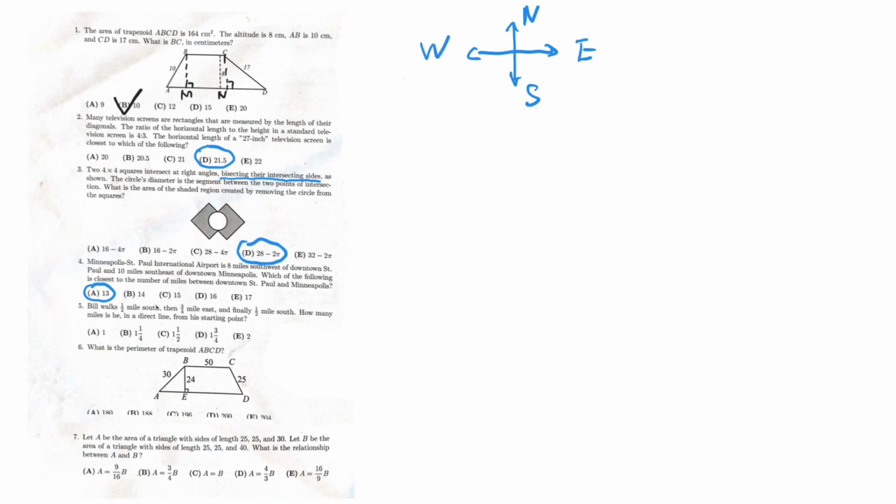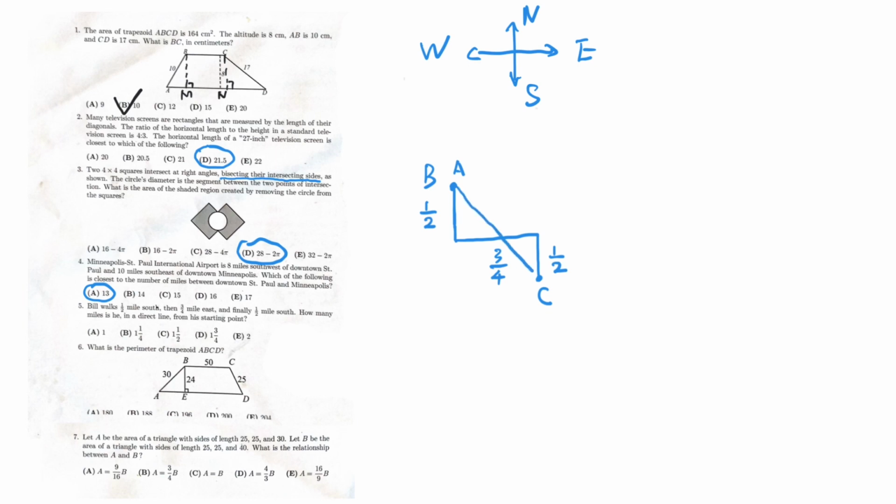So first, Bill walks 1/2 mile south. So south is the downward, that's the 1/2 mile. And then 3/4 mile east. That's the 3/4, the east. And then finally half mile south, and then another half mile south. So that's the Bill from the A to the C. Okay. Now the question is, how many miles is he in a direct line?